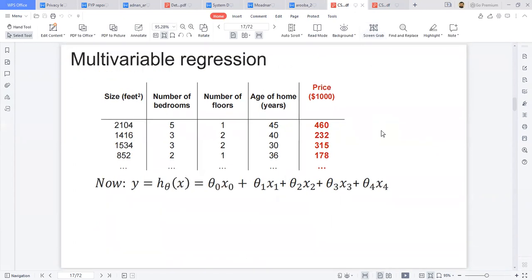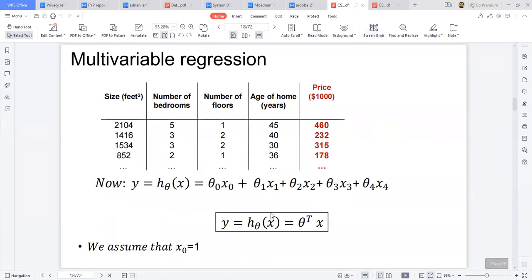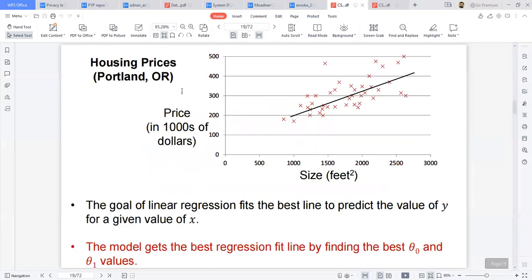So here, this is similar, and we assume that x naught equals 1, because in this case we can write in the same way: theta naught x naught plus theta 1 x1 plus theta 2 x2. So theta transpose x we can write in this way. The x naught is equal to 1 because this column doesn't exist. So now you can just write the multivariate regression in this way.